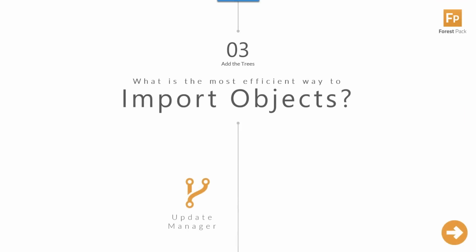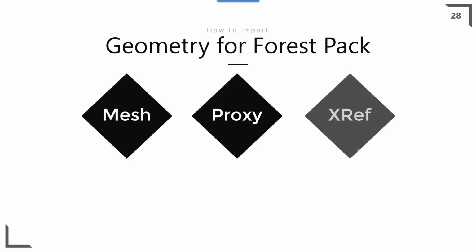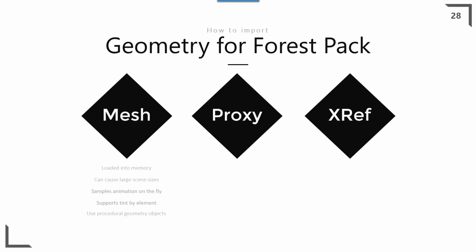The other question we get asked is, what's the best way to actually get these trees into the scene? And you have three options here. The first option is just to have the tree in the scene as a standard mesh, saved inside that scene itself, which has certain advantages, but also disadvantages. So the big disadvantage, of course, is that it can really increase the size of your scenes, and also that it has to be loaded into memory all the time. But on the plus side, it can do things like sample animation on the fly. So there's no need to bake out or save out the animation.